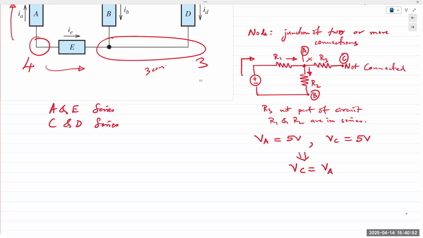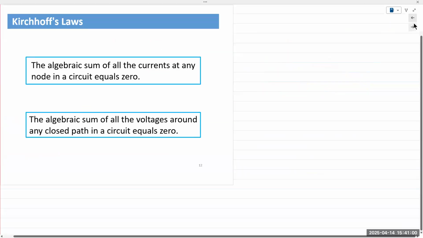Okay. All right. Let's go to KCL and KVL. How do you say this name?